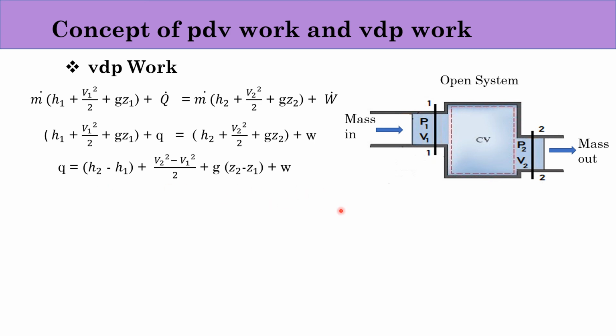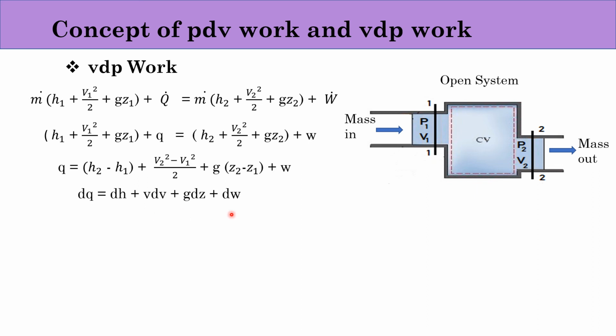Now this equation in the differential form we can write as dq is equal to dH plus vdV plus gdz plus dW. This equation I have written in the differential form. Now this is one of the equations.